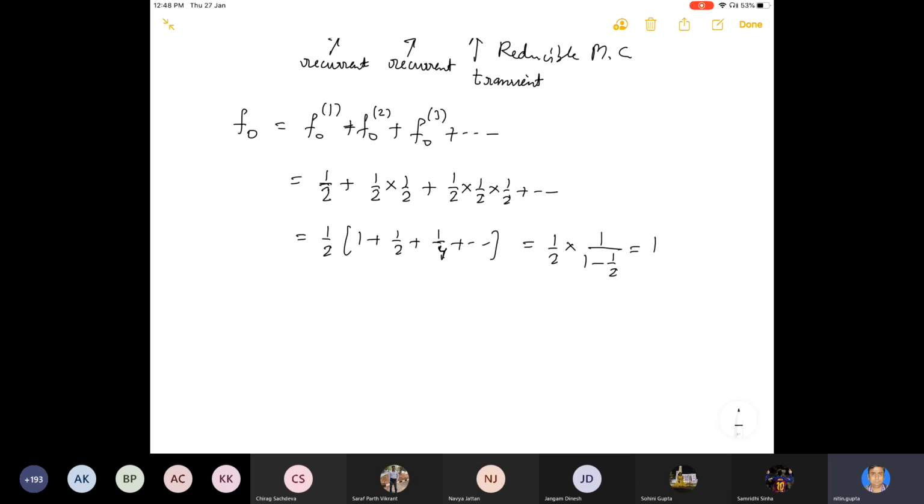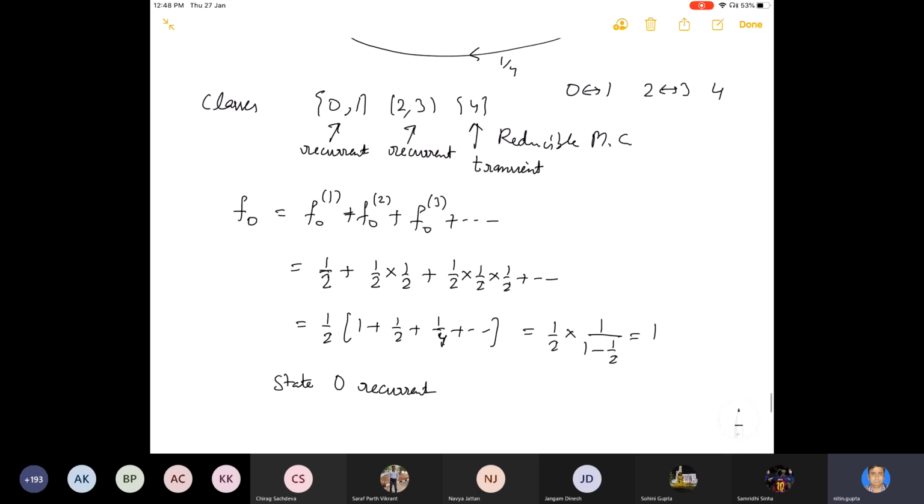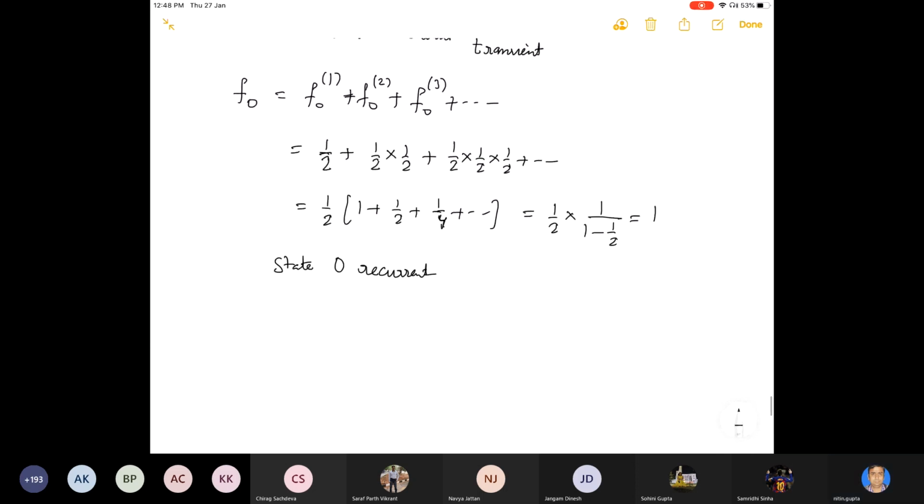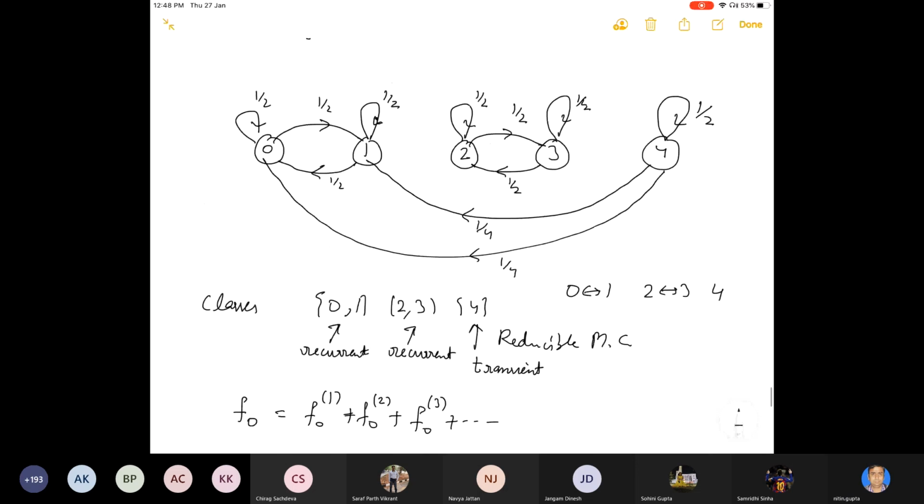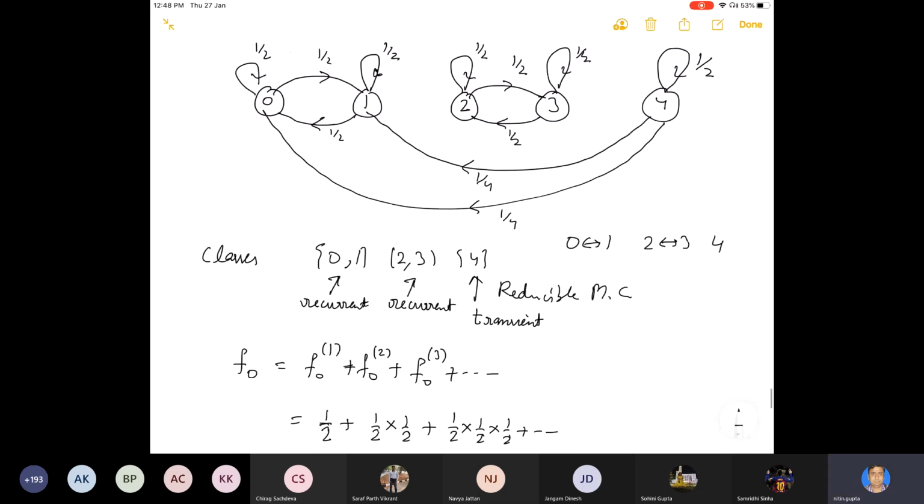Therefore by definition, if f0 is 1, state 0 is a recurrent state. Similarly, state 1 will be recurrent. The period of state 0 is 1 here, the period of state 1 will also be 1, aperiodic. Also, you can easily see that state 2 is aperiodic. The period of state 2 is the GCD of n such that P22 n is positive, which is the GCD of 1, 2, 3 and so on. So therefore, this is also aperiodic.